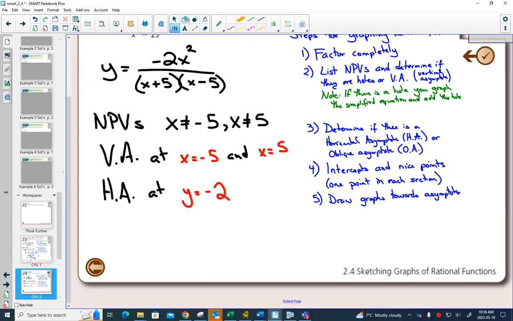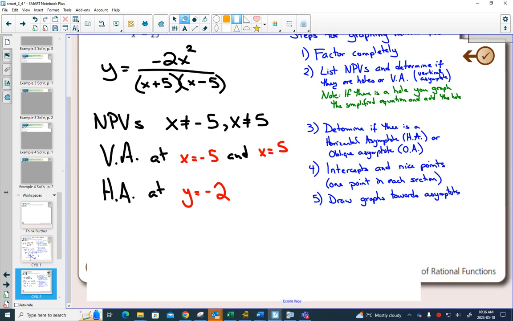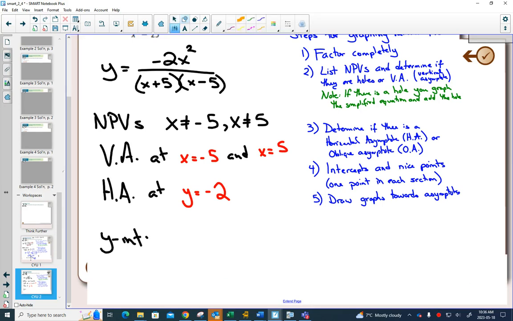We can now start to graph. Oh no, we should find our x-intercept and y-intercept first. Y-intercept, plug in 0 for x. You get 0, 0. X-intercept, plug in 0 for y. Well, the only place that fraction at the top is 0 is 0. So our x-intercept and our y-intercept is the same point. It's at 0, 0.